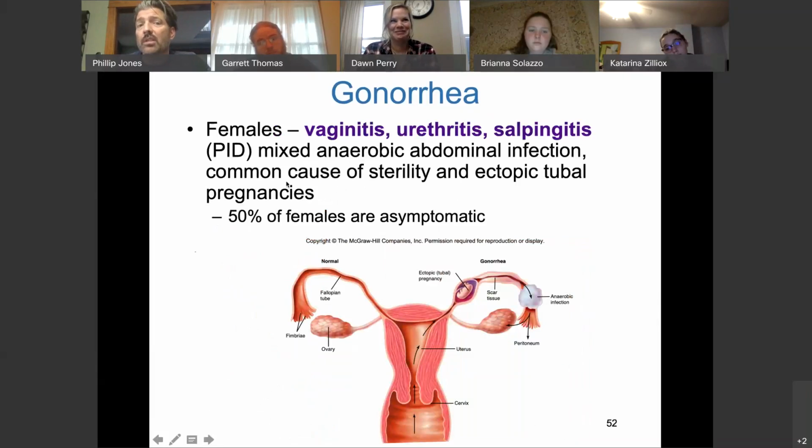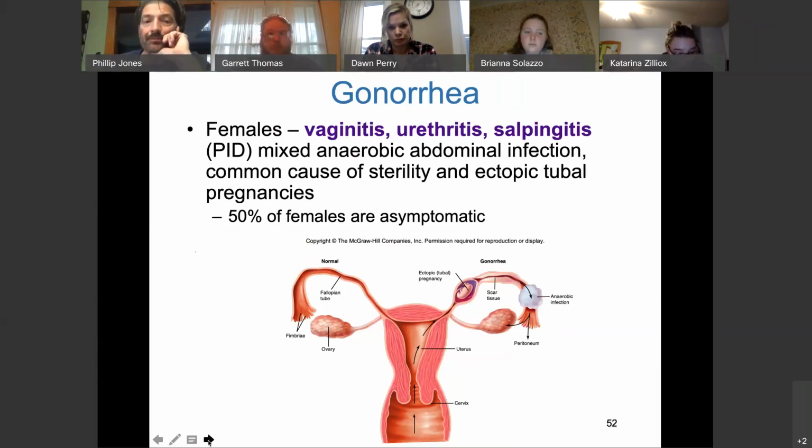Females can get inflammation such as vaginitis, urethritis, inflammation of the salpinges, pelvic inflammatory disease, and it can cause sterility and ectopic tubal pregnancies. I can't think of the term for when the lining of the uterus is affected. It doesn't matter. About 50% of females are asymptomatic.